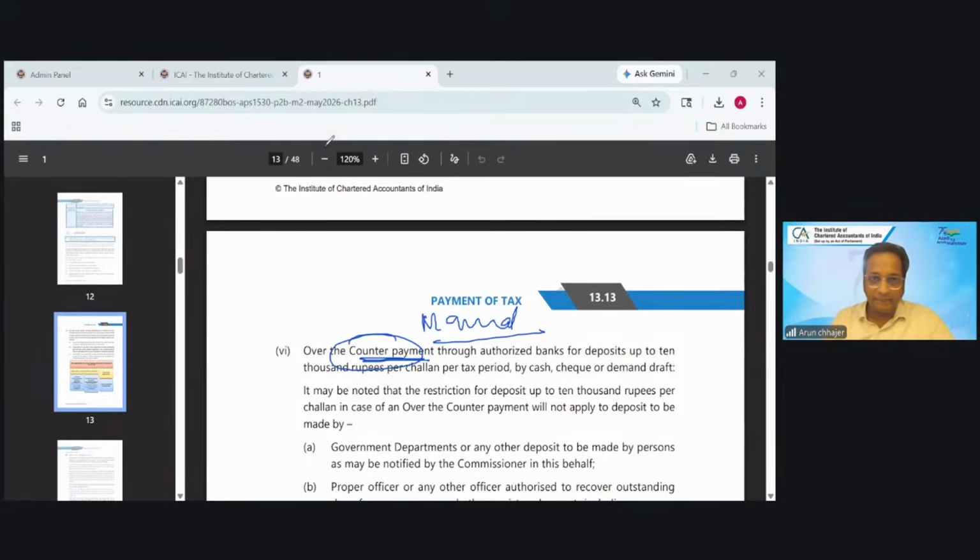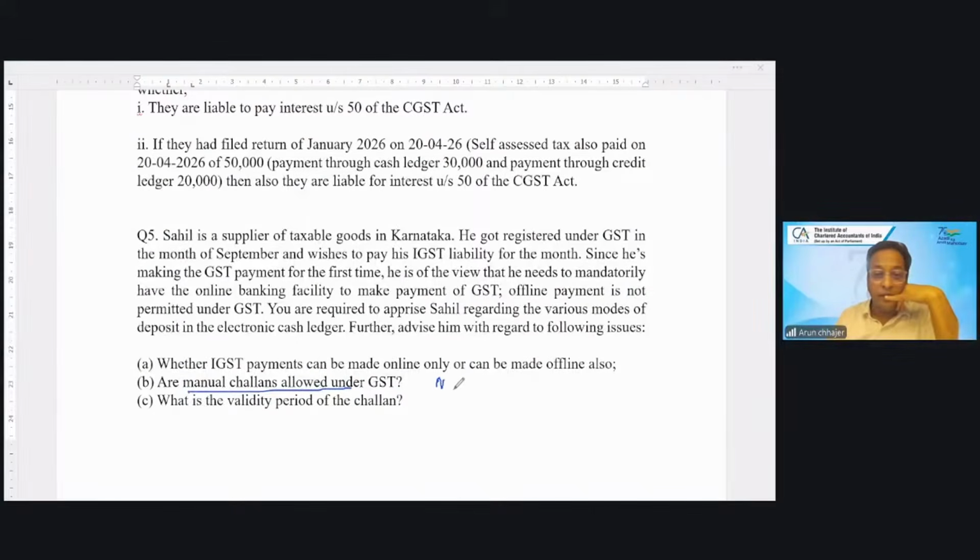Is it clear? So I can say, are manual challans allowed? Answer is no. Over the counter is allowed up to 10,000, but in that case also, the challan needs to be generated online, and then with that challan you need to go to the bank. So a completely manual process is not there in the GST.